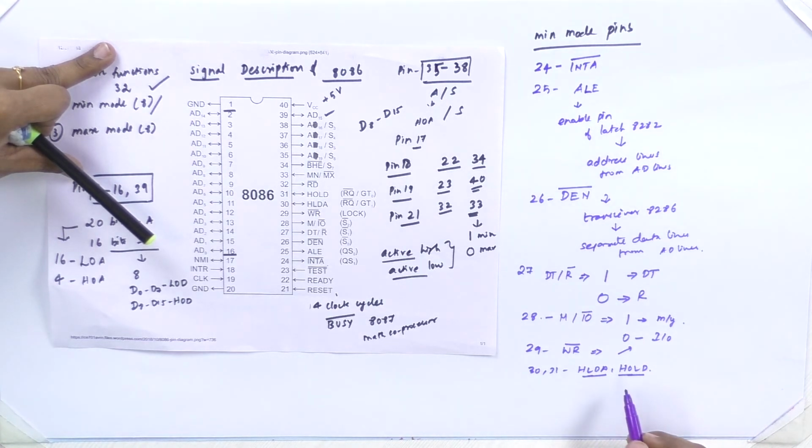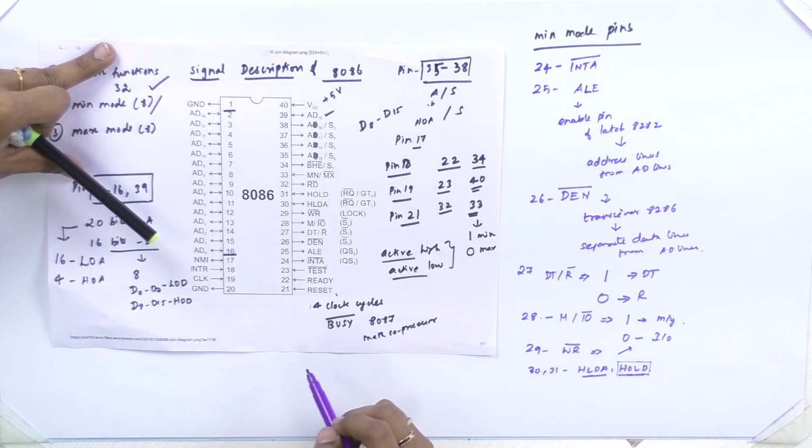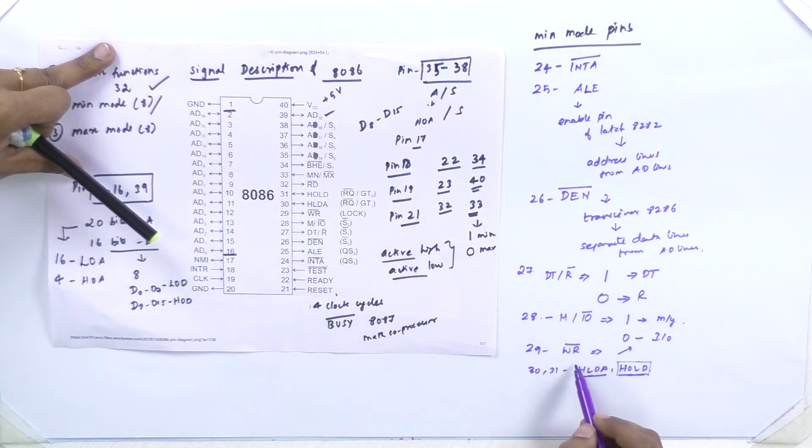Whenever a DMA controller requires control over the system bus, it requests the 8086 processor using the hold pin, and if the processor is ready to relinquish control over the system bus, it sends an acknowledgement via the HLDA pin, that is hold acknowledge.